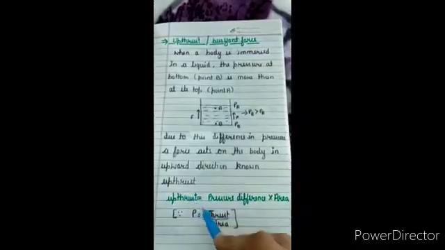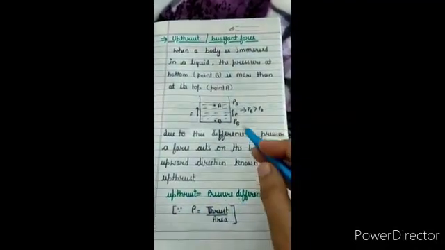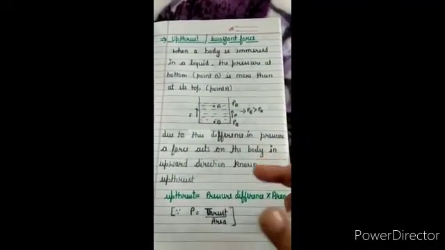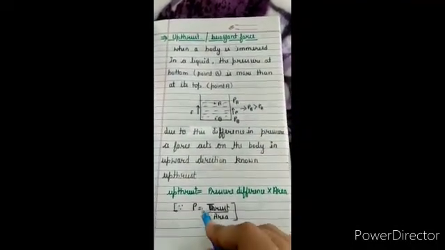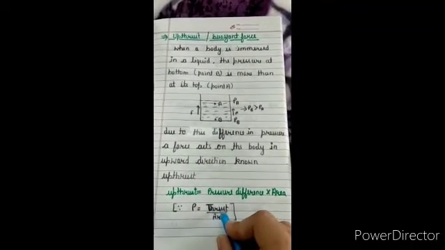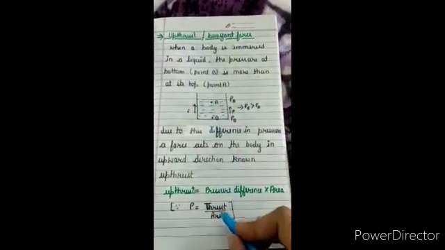So the value of upthrust can be written as the pressure difference, PB minus PA, times the area of the body on which this is acting. Why have we taken this value? Because we know that pressure is equal to thrust per unit area. So thrust, here we are taking upthrust, so upthrust will be pressure into area.